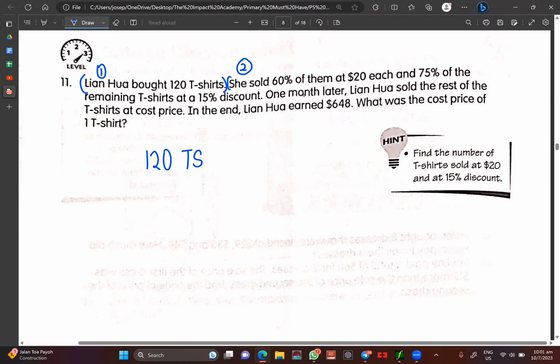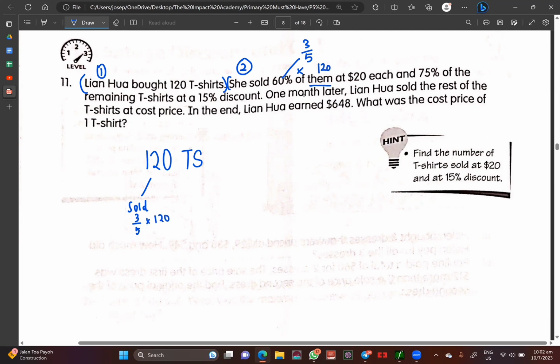When I see that it is 60%, what I want to do quickly is to change 60% to 3 over 5. Okay, to change it into a fraction. So we can write sold 3/5 of. Basically, I have to times them, referring to the 120. So you have to times 120.